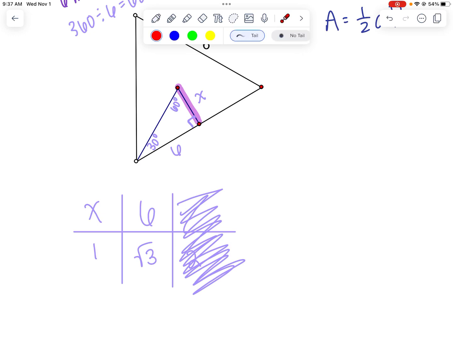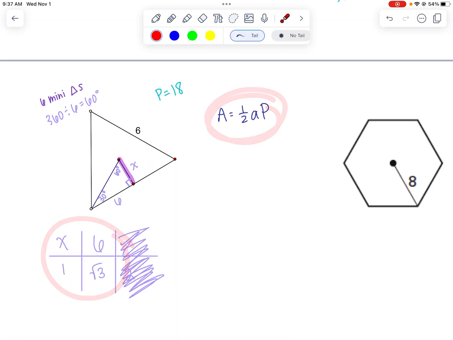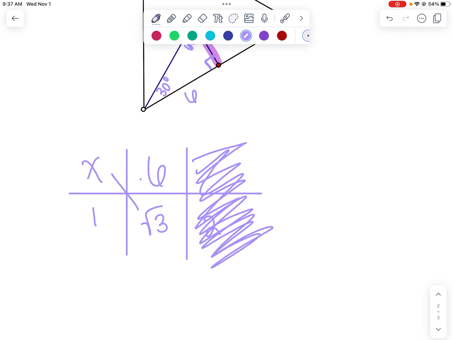Remember, the only reason I'm using this chart is back to this. I'm trying to find the area of it. I need the apothem. I know the perimeter is 18. I need the apothem. So I'm going to cross multiply, and we get x root 3 equals 6. Remember, you can't leave it like that, so I'm going to divide both sides by root 3.